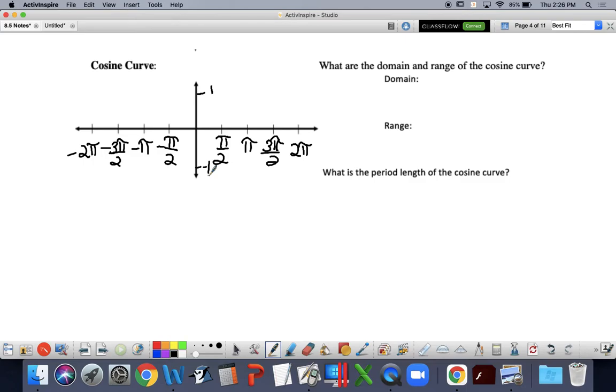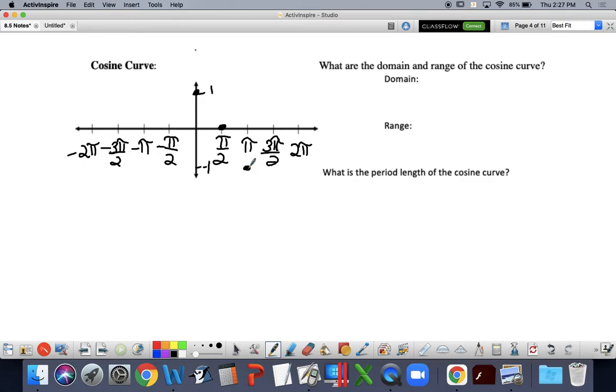So let's try to create this as well using our unit circle. So let's look at our unit circle again. What is the cosine of 0? 1. So that's why I start up here at 1. What is the cosine of pi over 2? 0. How about the cosine of pi? Negative 1.